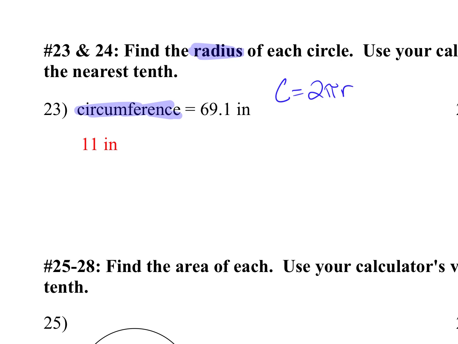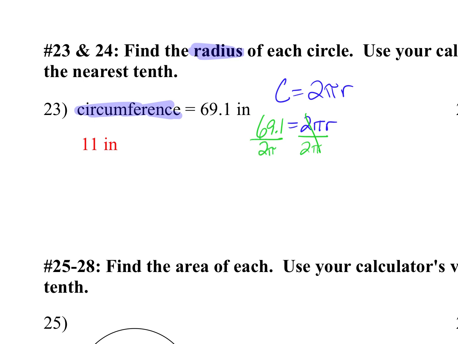Now they told me the circumference is 69.1, so do I plug that in for C or for R? C. So 69.1 is equal to 2 pi r. Now I need to get the r by itself because I'm looking for it. So I need to solve for it. So what's my next step? Divide by 2 pi. We're going to divide it by 2 pi. That way those go away.